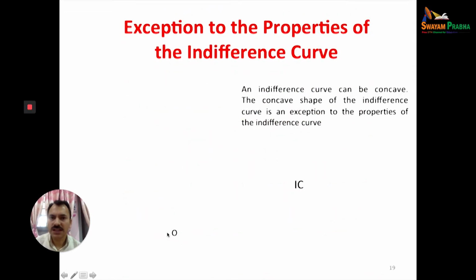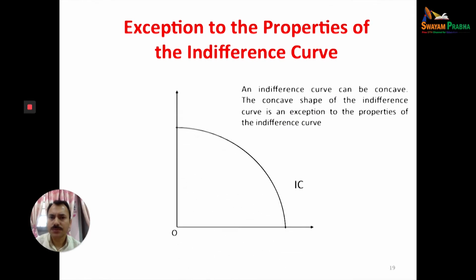Another exception to the properties of indifference curves is a curve concave to the origin. Although this is not possible, we have not assumed this, it is beyond our assumptions, but these are some exceptions. An indifference curve can be concave. The concave shape of an indifference curve is an exception to the properties of indifference curves, like this one. We have to assume that an indifference curve is always convex to the origin.